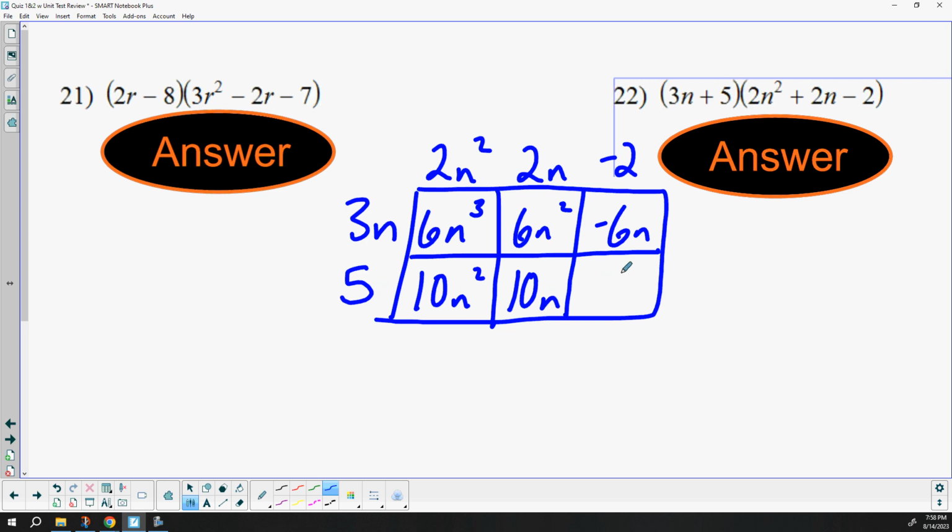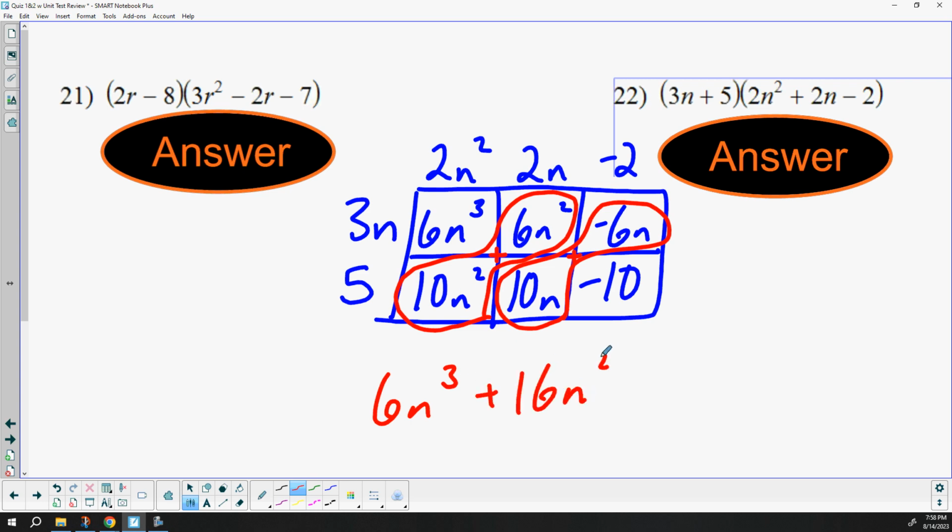Boom. Again, add the peanuts because they are like terms. At least they should be. 6n cubed. 10 plus 6 is 16n squared. 10 minus 6 is a 4. And then negative 10. Skadoosh. Again, pause where necessary.